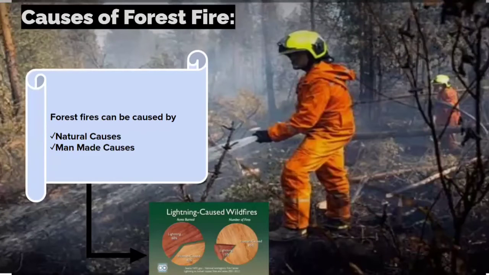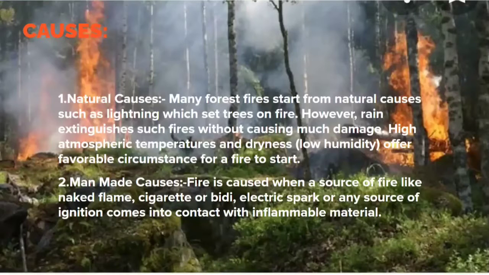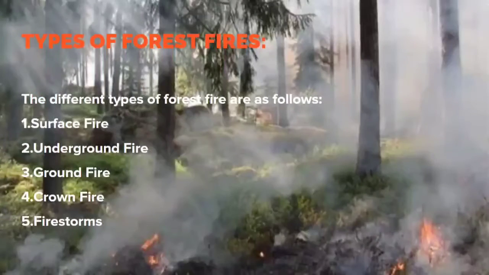Forest fire can be caused by two ways, natural and man-made. The natural causes include lightning, which set the trees on fire. High atmospheric temperature and dryness offers favorable circumstances for a fire to start. The man-made causes include leaving out a lit bonfire while camping, cigarette or biri, electric spark or any other source which comes in contact with inflammable materials.